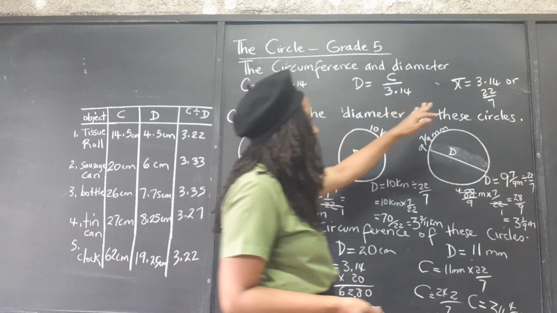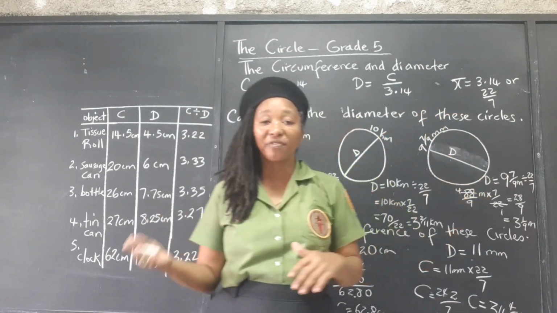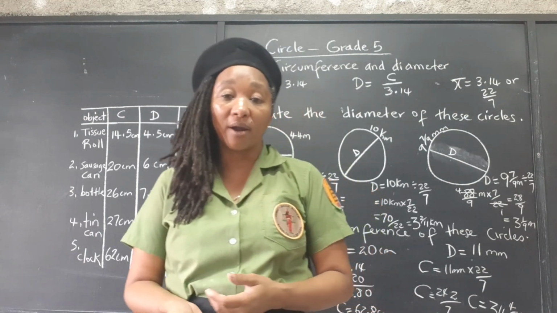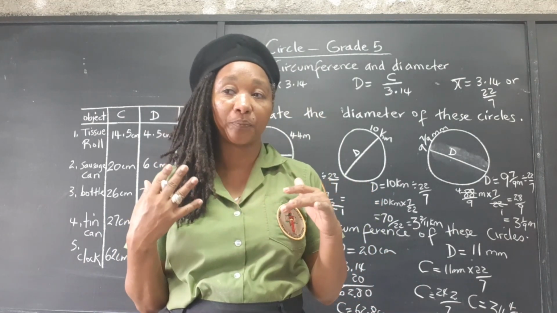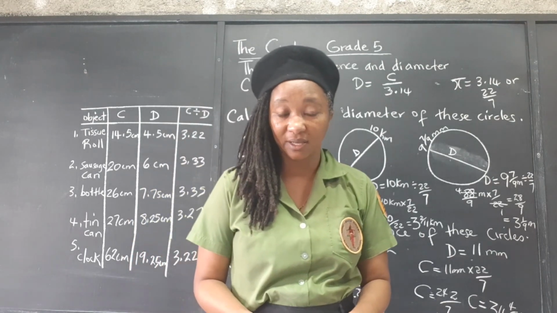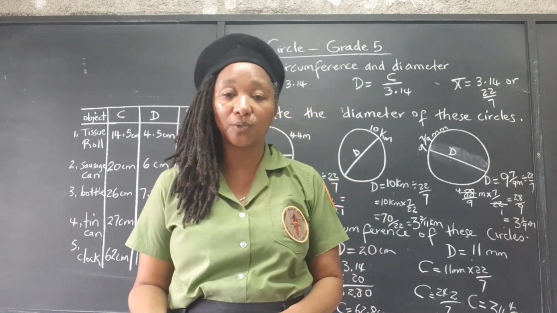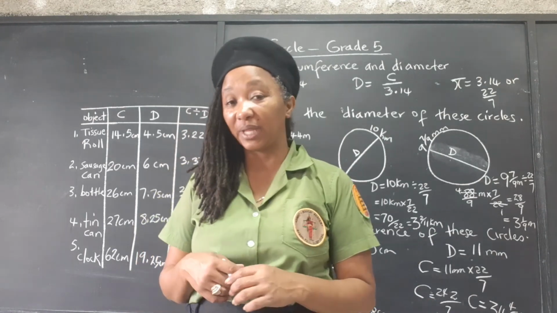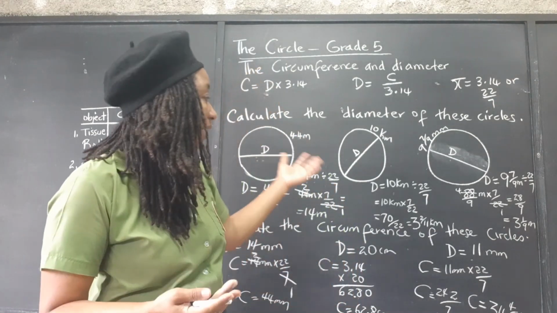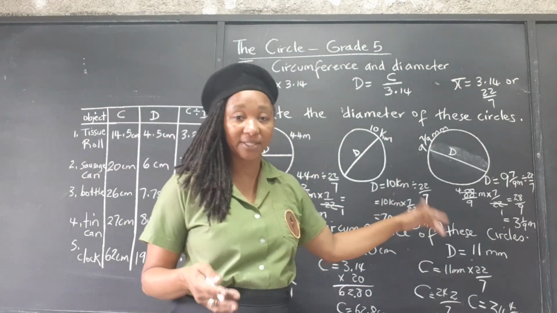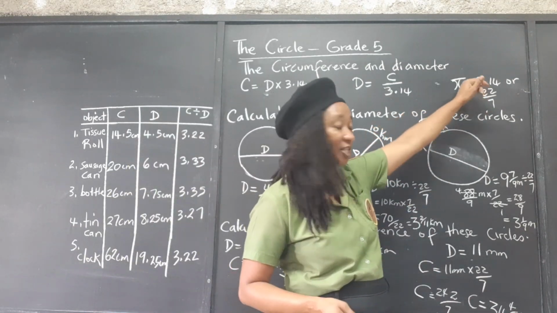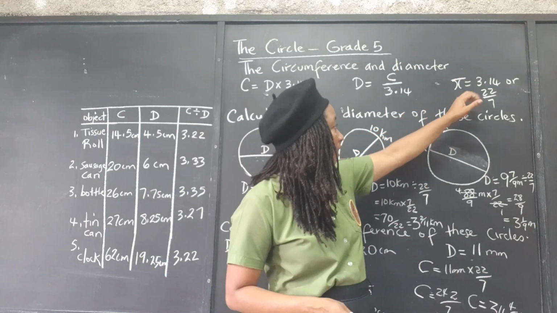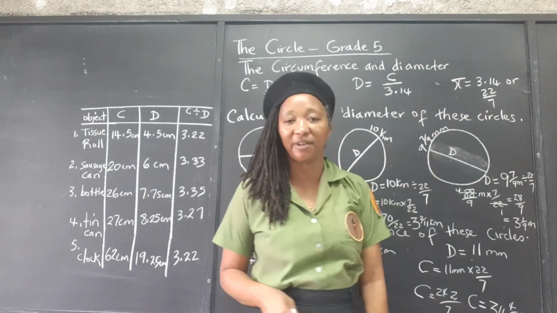So which one you use is really up to you, which one you prefer to work with, the decimal form or the fraction form, or if the question specifies that you should use pi as 3.14 or use pi as 22/7, then you know you have to do that. But you will get the same answer. The answer will be the same. Remember, it's the same thing, just a different format of expressing it: the 3.14 in decimal form and the 22/7 in fraction form.